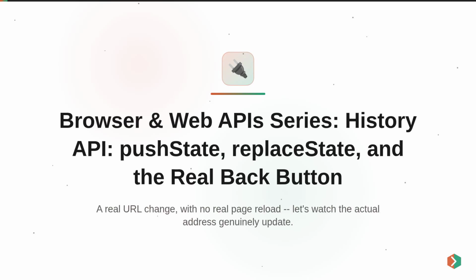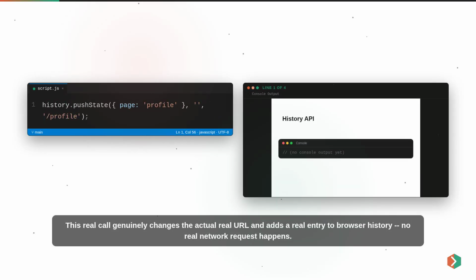A URL change with no page reload. Let's watch the address update. This call changes the URL and adds an entry to browser history. No network request happens.